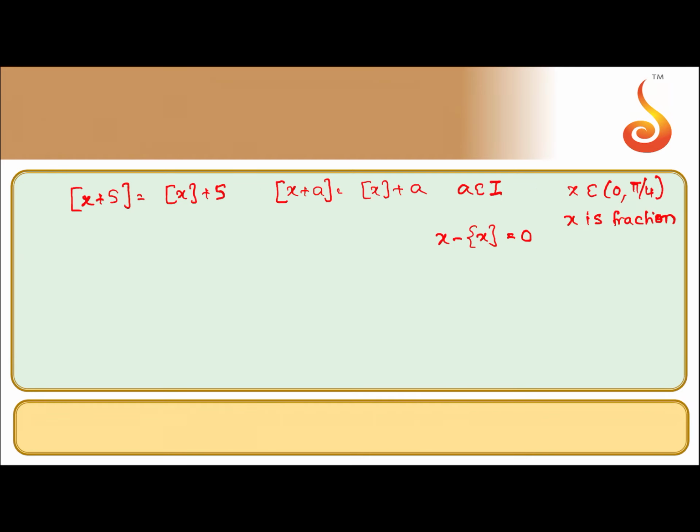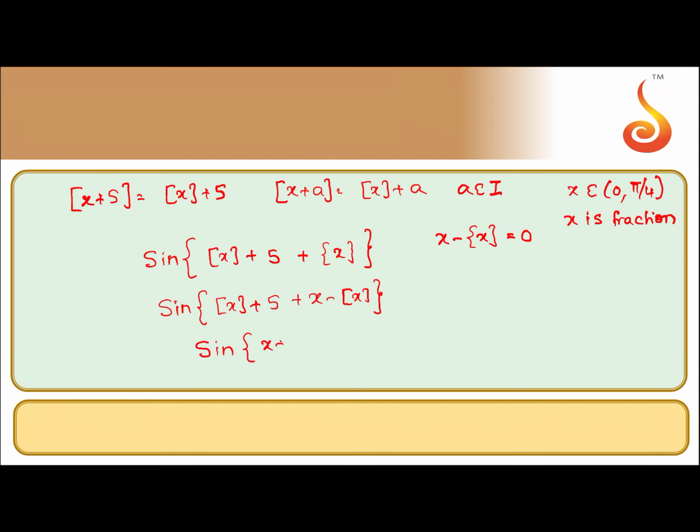So what happens to this one? This is given to us as sine. This will be fractional part of greatest integer of x plus 5. Then you get fractional part of x again. So this is again fractional part. Sine of, so greatest integer of x plus 5. Fractional part of x can be written as x minus greatest integer of x. So what we get finally? Sine of fractional part of x plus 5.